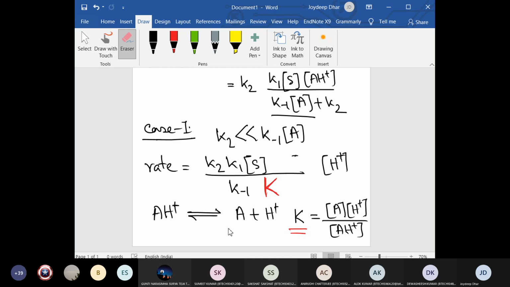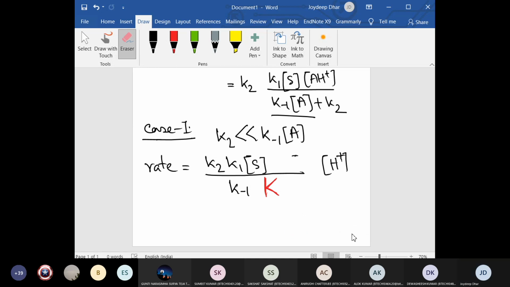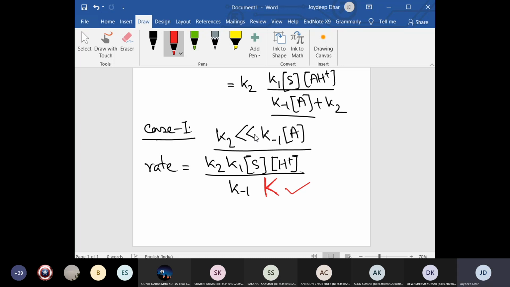So in this rate equation, when I have the condition that K2 is much smaller than K minus 1 into A, in that case you can have the equilibrium constant of that particular acid. So in that situation, this type of reaction where K2 is much smaller than K minus 1, this reaction will be acid specific.